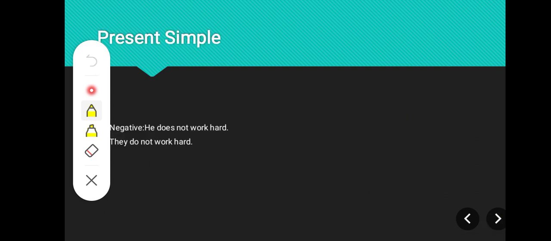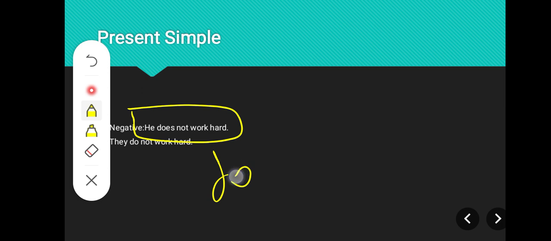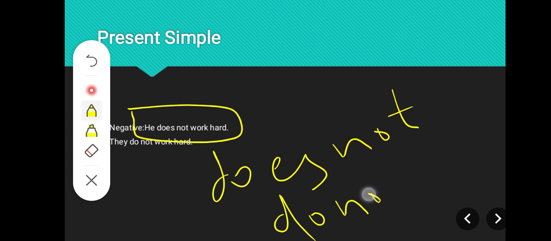Now, let's talk about the negative structure of it. He does not work hard. Does not or do not. We use does not when the subject is he, she, it, or any singular noun, and do not is used in the case of I, we, they, you, or plural noun.